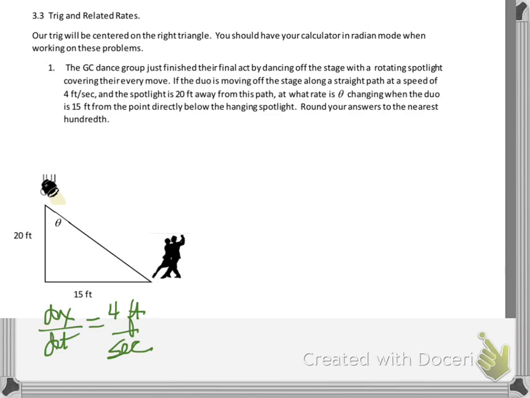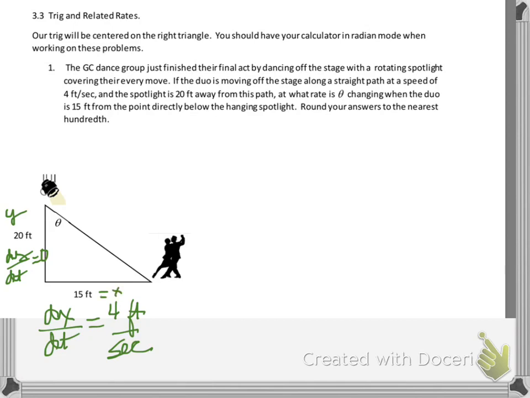And by the way, the spotlight is always 20 feet away from the path. So therefore, not only is y 20, but dy/dt equals 0 because that spotlight does not move. Okay, it may rotate, but it's always the same height. Okay, and this x is 15.